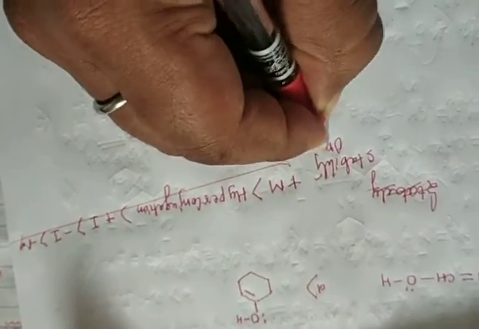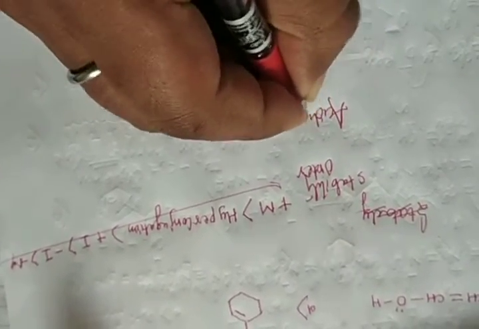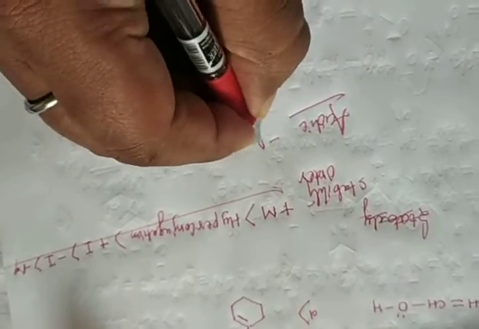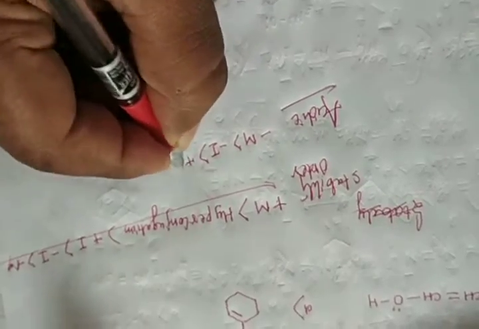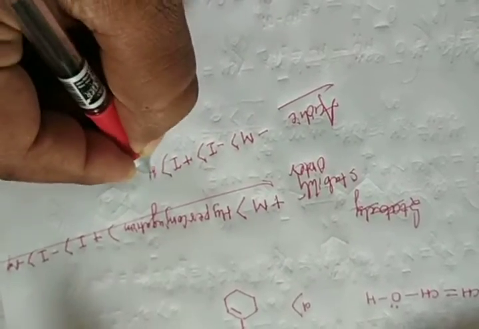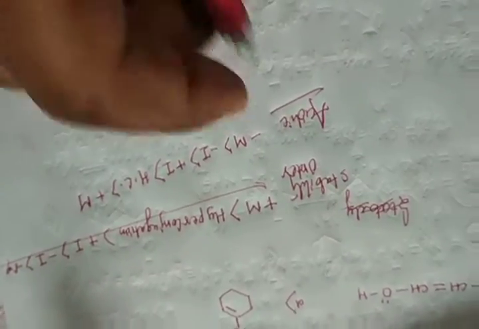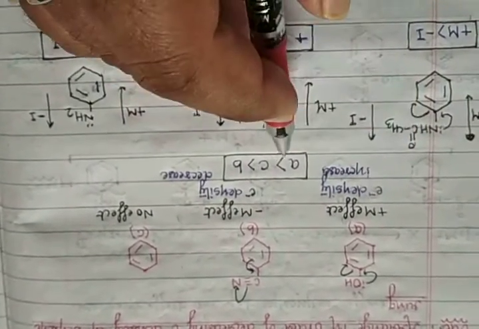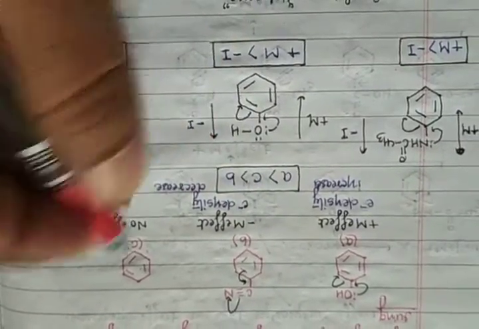Okay, now if you have the acidic order, it is just the opposite of stability. So minus M, then minus I, then plus I, then hyperconjugation, and then plus M. Clear? So this is the stability order and this is the acidic order. Clear? Now in this case, you know the plus M effect is more stable, so A, and minus M is less stable, it means last, and C has no effect.